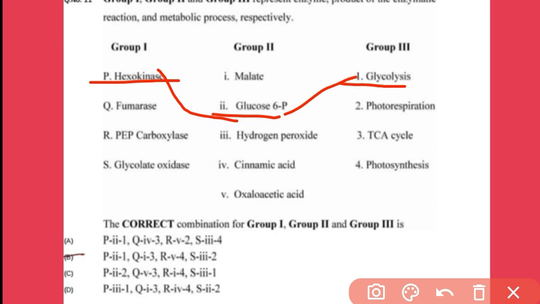Then fumarase. Fumarase, or fumarate hydratase, is an enzyme that catalyzes the reversible hydration or dehydration of fumaric acid to malic acid. And this is a reaction of the TCA cycle, fumarase, TCA cycle.